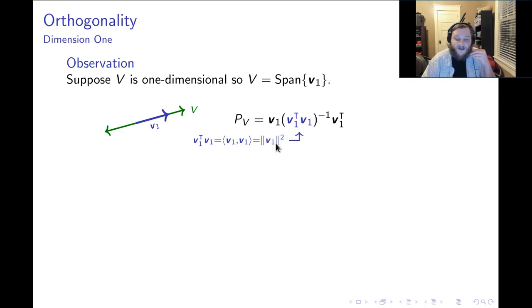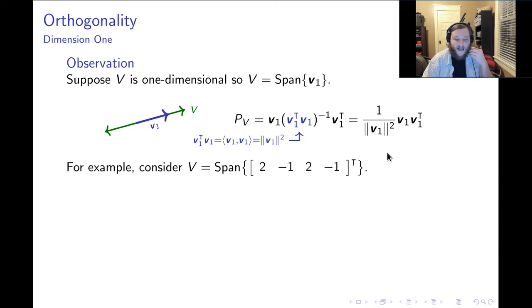So we can simplify the projection formula when the space we're projecting to has dimension 1. And what this ends up becoming is 1 divided by the length squared of the basis vector, multiplied by the basis vector as a column, multiplied by the transpose of the basis vector, which would be a row. This is not terribly difficult to calculate because we don't have to invert a matrix here. We're just dividing by a number.